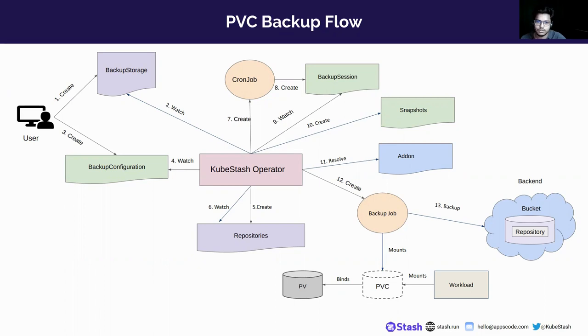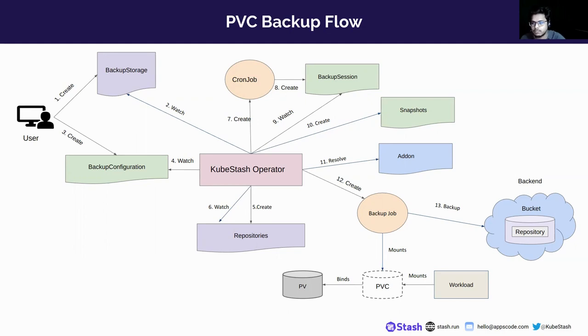At first, the user creates a backup storage. The KubeStash operator watches this backup storage. After that, the user also creates a backup configuration. The operator watches this backup configuration and creates repositories. The KubeStash operator watches these repositories until the repository is ready. When the repository is ready, the KubeStash operator creates the cron job, and the cron job is responsible for creating backup sessions. The cron job creates backup sessions periodically, and the periodic schedule is provided inside the backup configuration YAML.